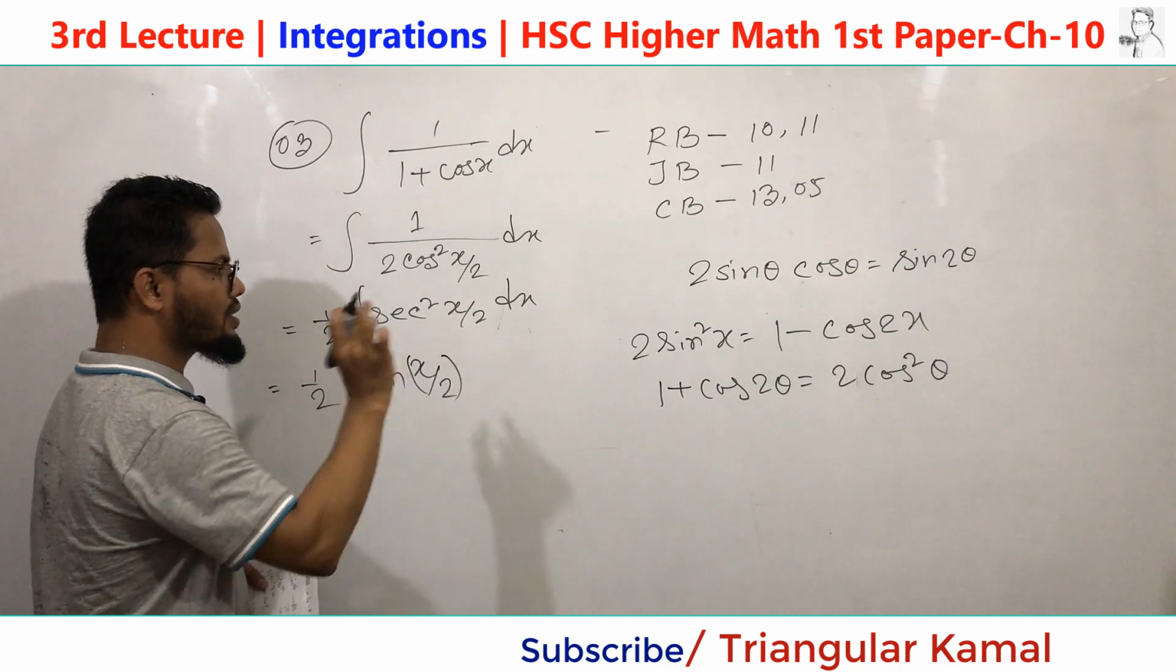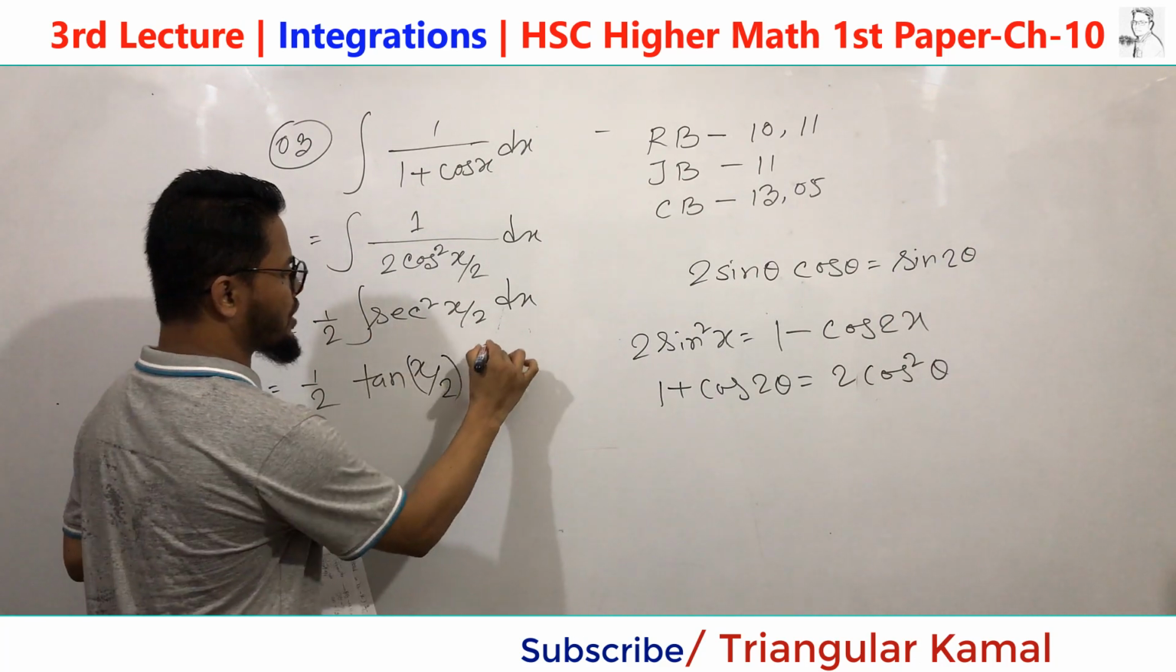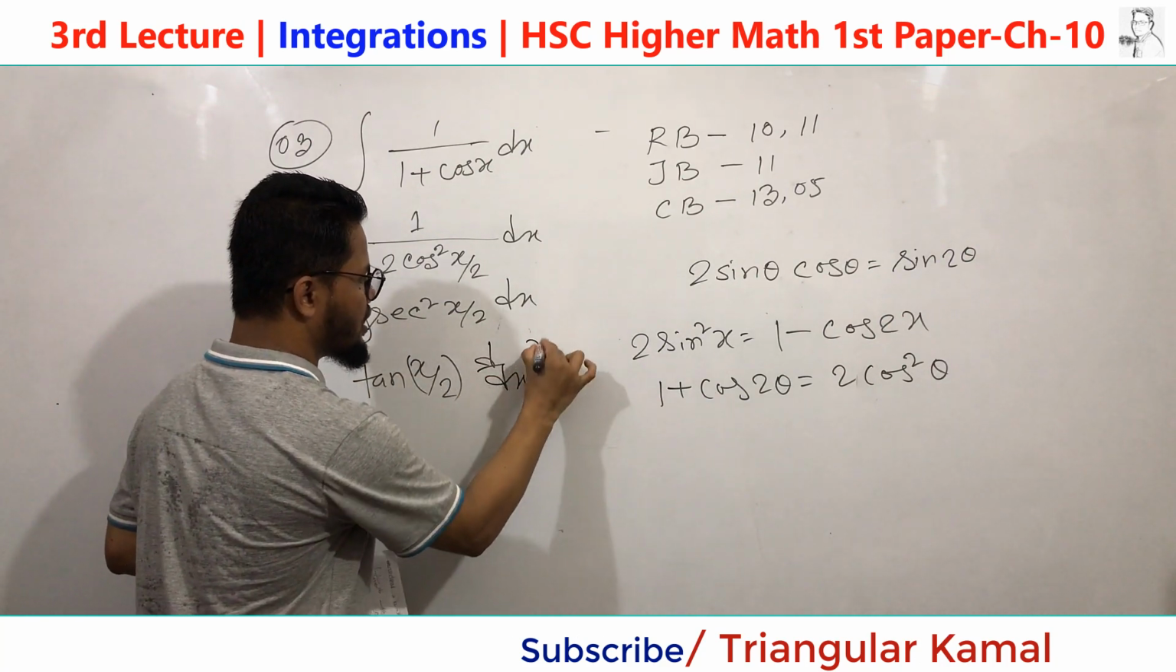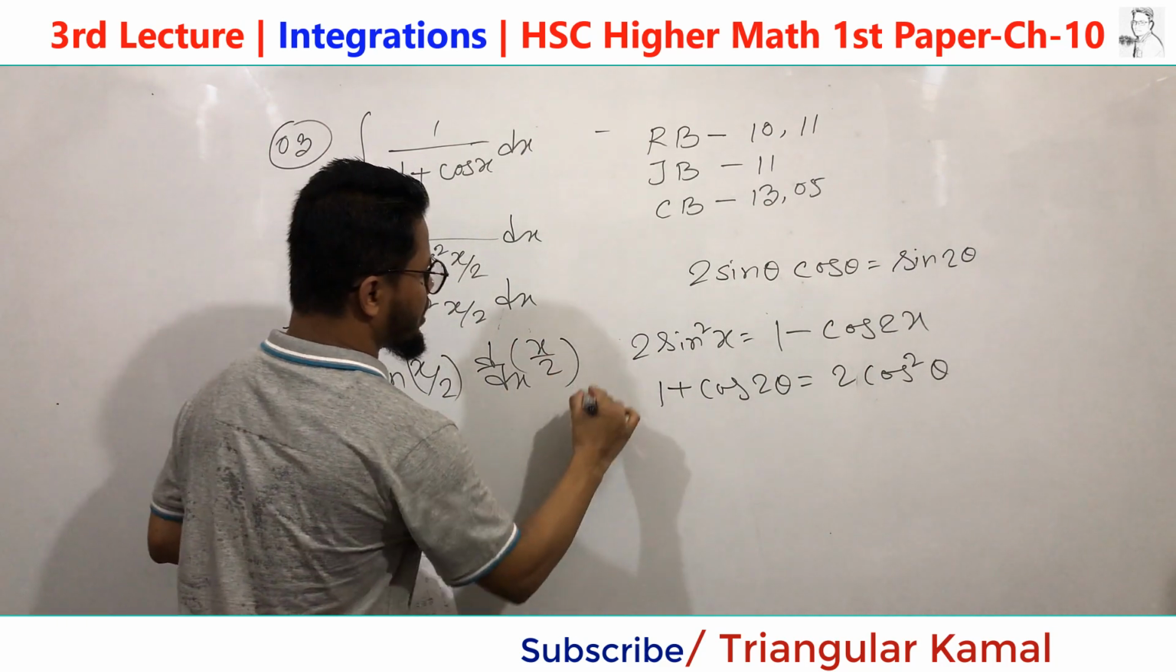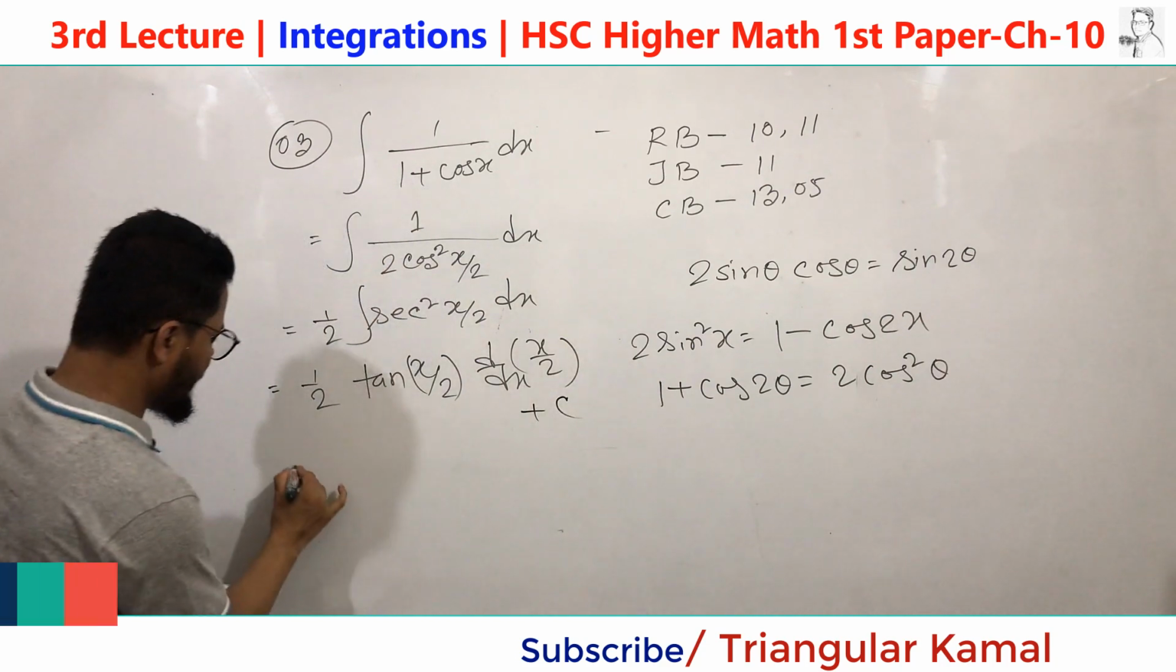Then this x is exactly not x. This is the half of x. So that's why we have to write here again d by dx. Integration is complete. Just add a constant number c.